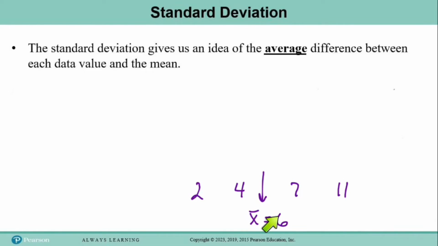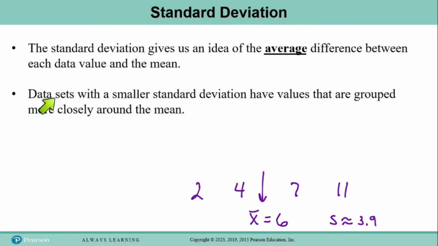So the smallest distance between any data value and the mean is 1, and the largest distance between any data value and the mean is 5. And we calculated a sample standard deviation of about 3.9. So the sample standard deviation is always somewhere between the smallest deviation and the largest deviation. And so even though it's not an exact average, you can kind of think of it that way.